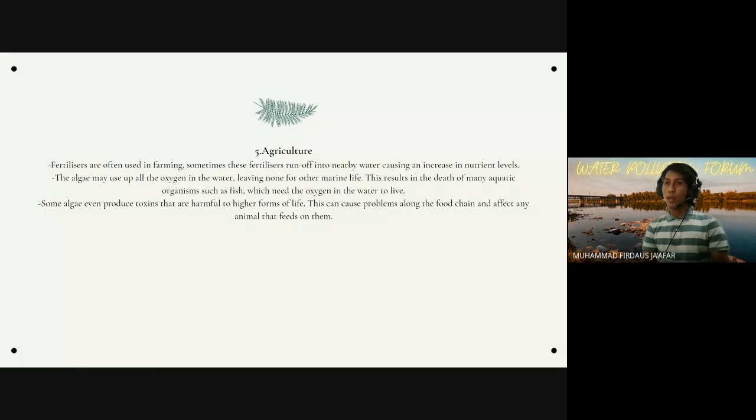So fertilizers are often used in farming. Sometimes these fertilizers run off into nearby water, causing an increase in nutrient levels. The algae may use up all the oxygen in the water, leaving none for marine life. This results in the death of many aquatic organisms such as fish, which need the oxygen in the water to live. So back to the moderator.